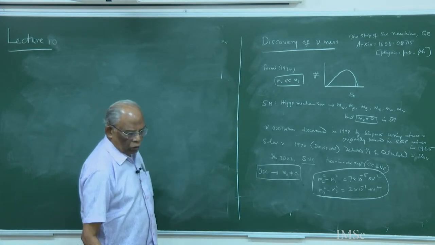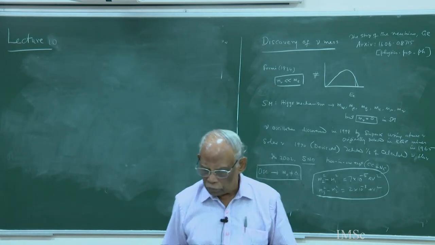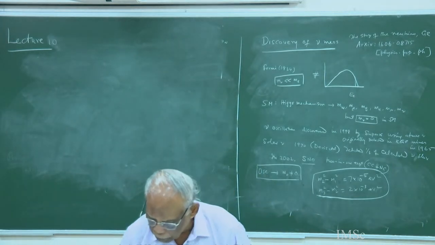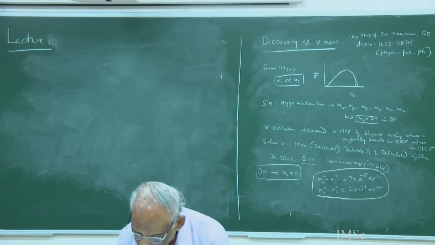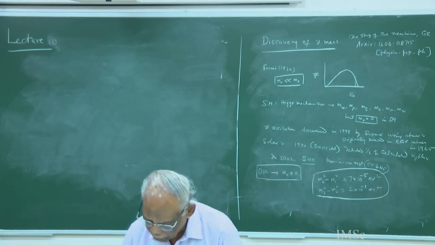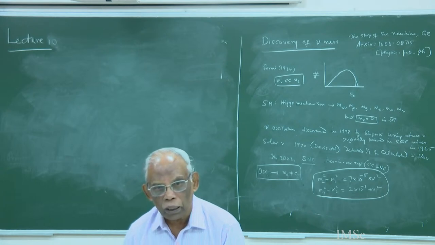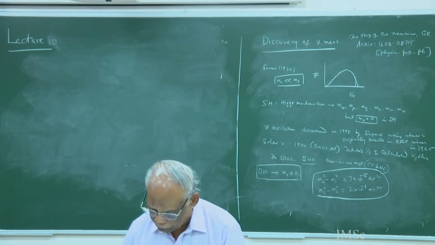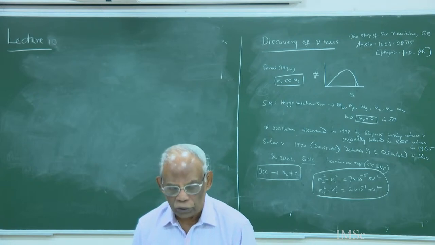So I am now going to try to build up the standard model. First, some general notions about gauge invariance, non-abelian gauge invariance, and then spontaneous symmetry breaking and the Higgs mechanism, all that I have to do, and then I have to connect all these things and construct the standard model.